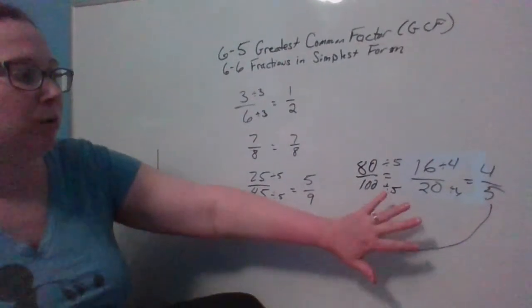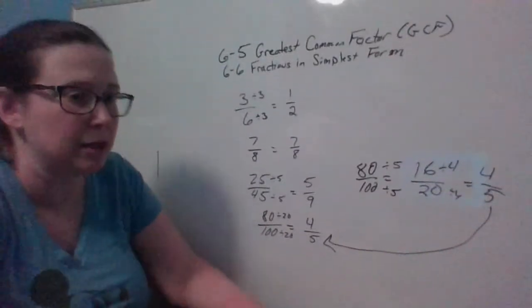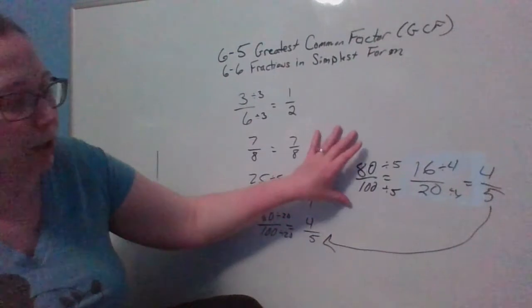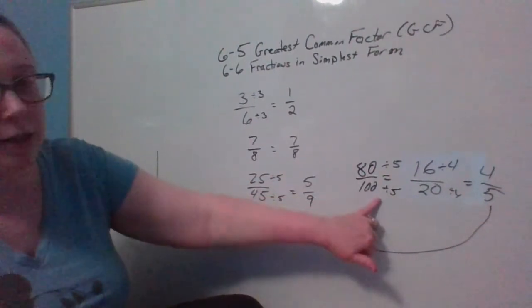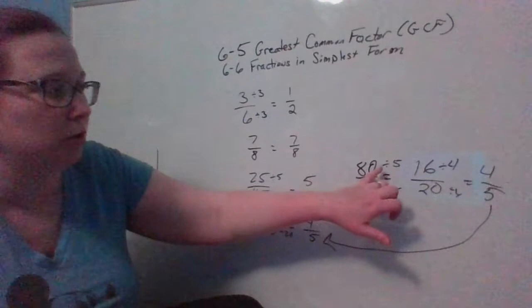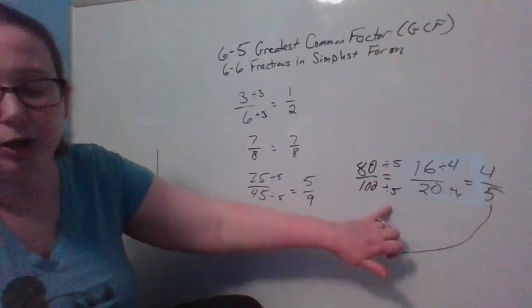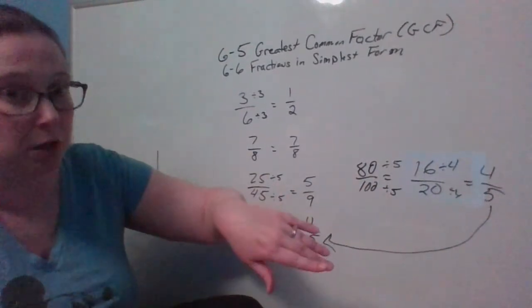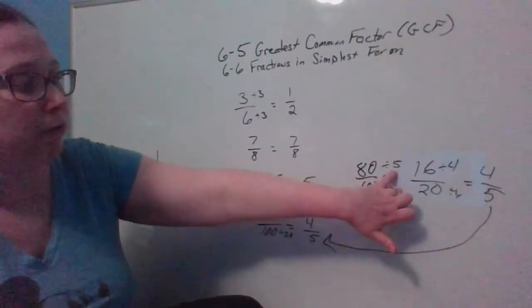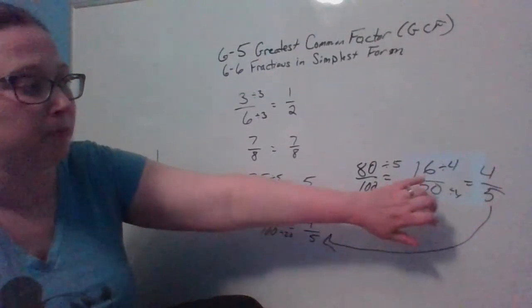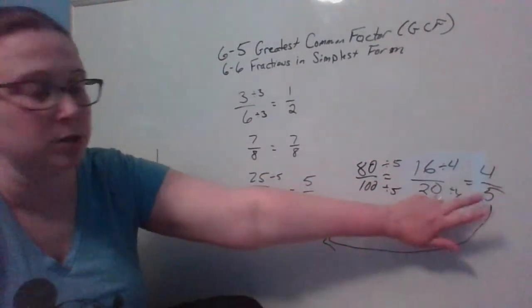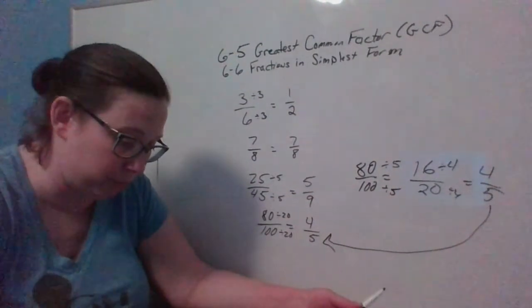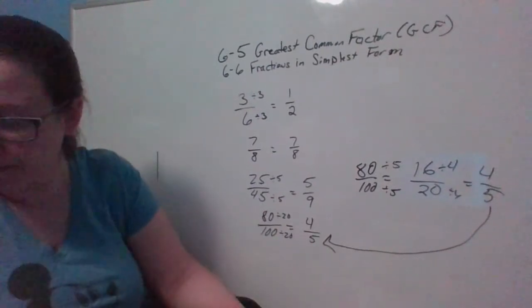So don't fear if you are getting really stuck finding the GCF, just come up with any common factor, not necessarily the largest one, but any common factor, divide by that. The most important thing is that you divide by the same number in your numerator and your denominator. If not, it's an illegal math move and you just got the problem wrong. So make sure you are dividing by the same thing on the top and the bottom, and you just keep going until your GCF is 1, and then you know you have found the simplest form and you are done.